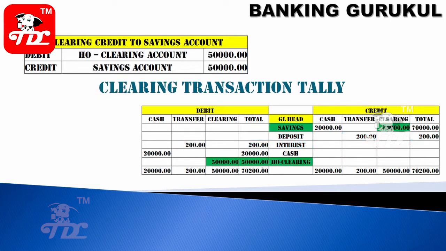The third one, clearing. Savings customer got the money from another bank. So head office clearing account is debited and savings account is credited. So the clearing transaction also tallied. 50,000 rupees credit and 50,000 rupees debit, and it is tallied, clearing sub head also.